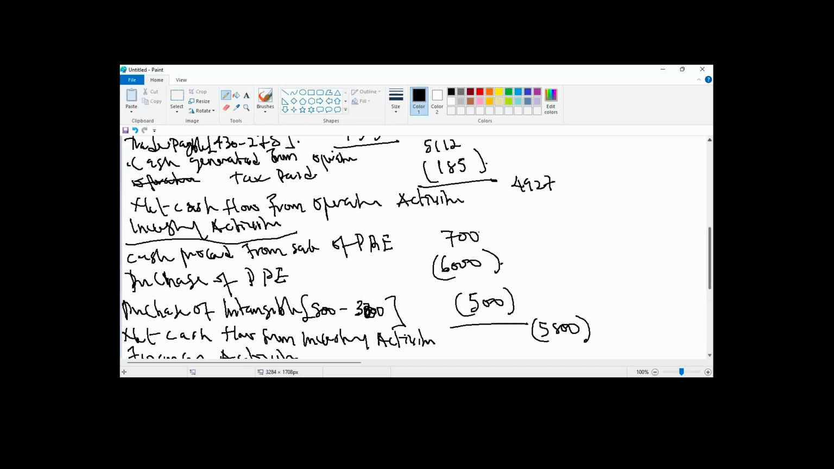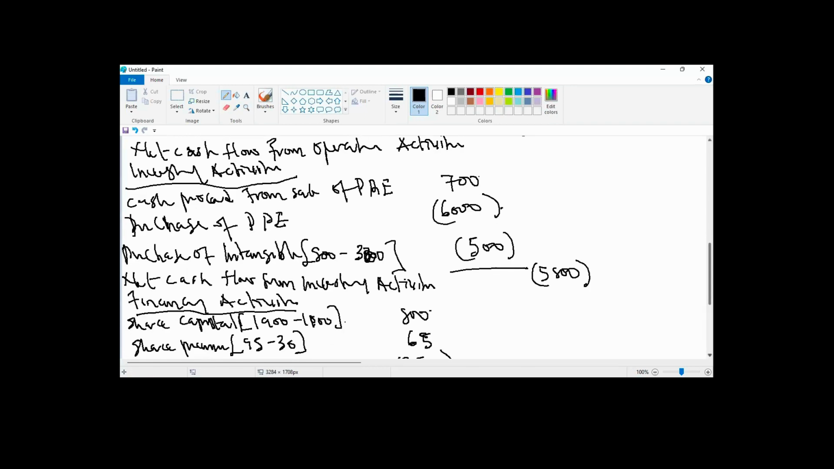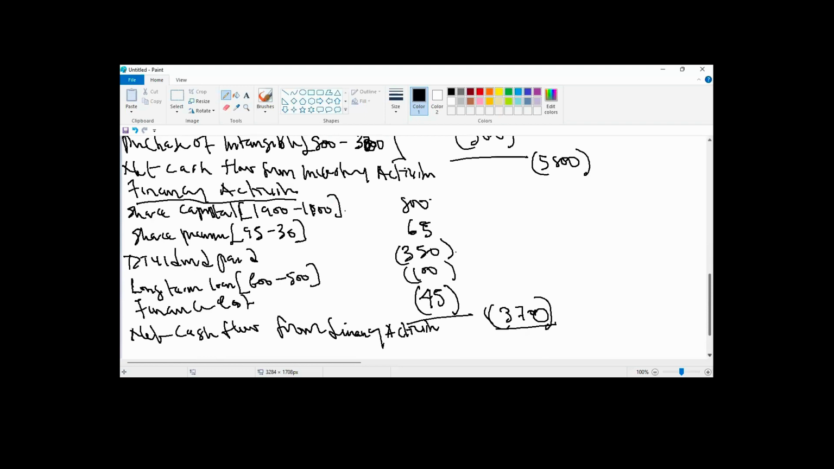However, the 370 is positive. The 5,800 is negative. So 4,927 minus 5,800 is negative 503, plus 370. Please check that 503. Why is the 370 positive? 800 is positive plus 65, then we have 350 negative, 100 negative, 45 negative. So obviously 800 is more than all that. Correct.